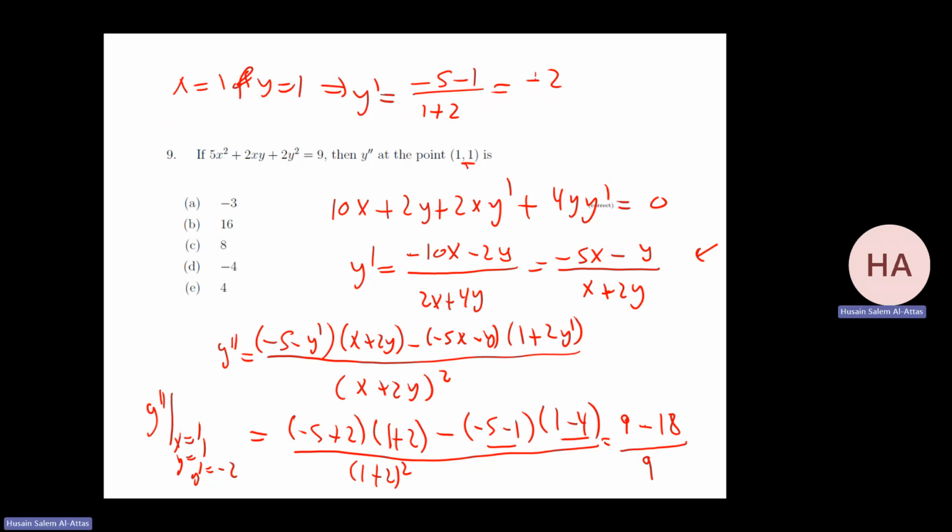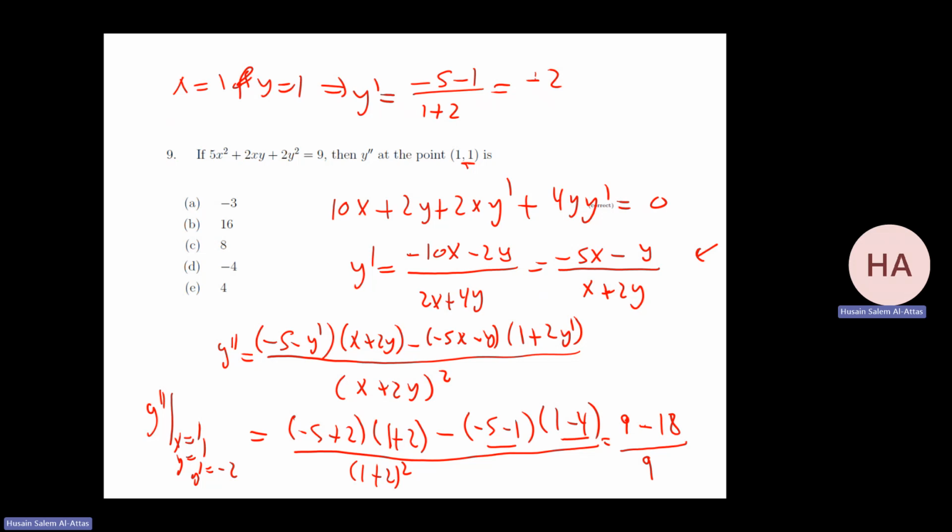Let me check. 10x plus 2y plus 2xy' plus 4yy' equals 0. So y' will be (minus 10x minus 2y) over (2x plus 4y). I divide by 2: minus (5x plus y) over (x plus 2y). Good. Now y''. Derivative of the numerator, minus 5 minus y', times the denominator, minus the numerator times the derivative of the denominator, 1 plus 2y', over (x plus 2y) all squared. Good. Everything is good now.